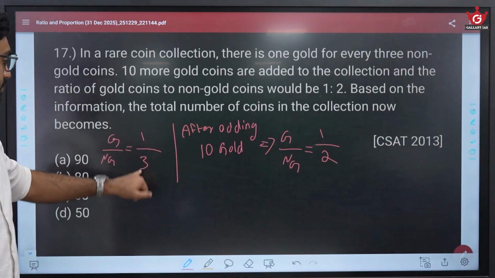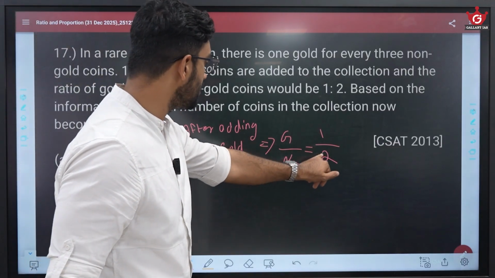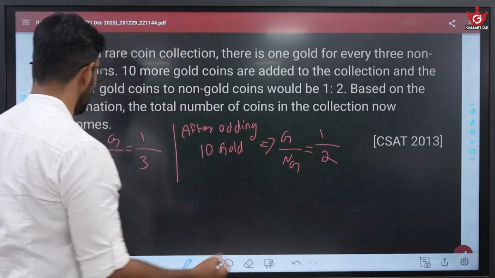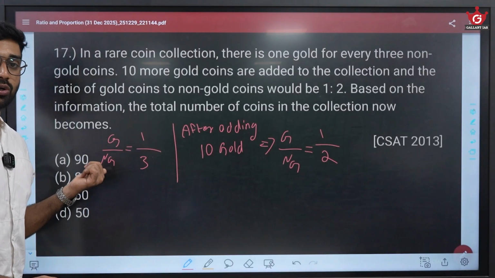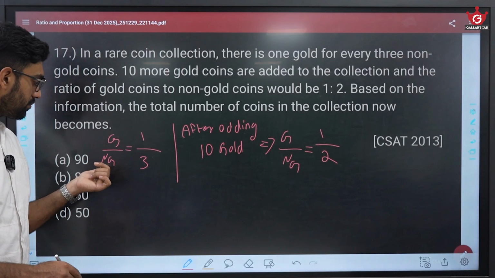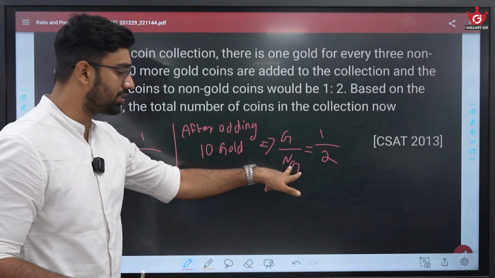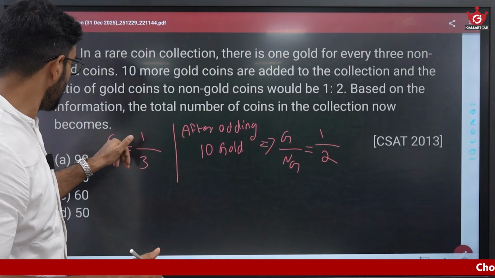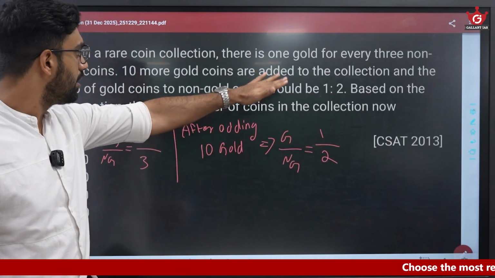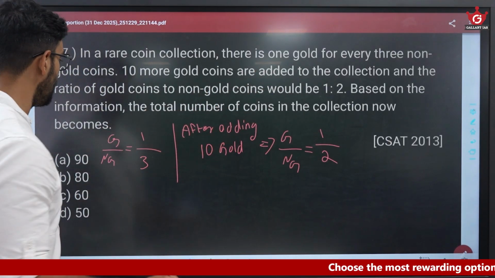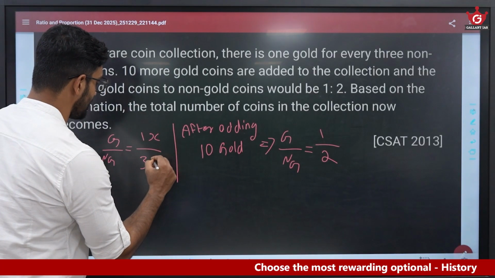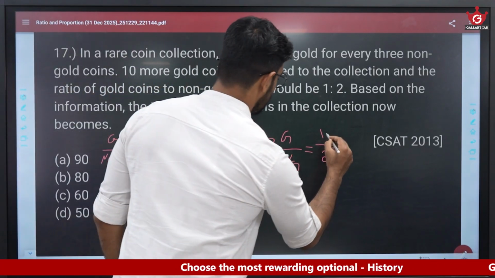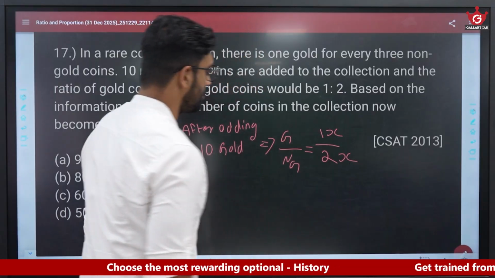So earlier it is 1/3. Now the new ratio is 1/2. So here we know that the number of non-gold coins is not changed. Only the number of gold coins is changed in the given collection. So let's take this as 1x and this as 3x. So this is 1x and this is 2x.